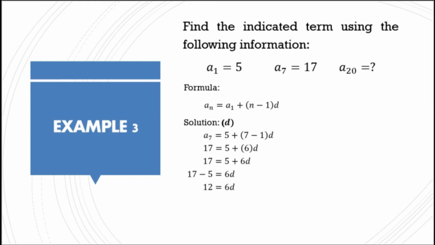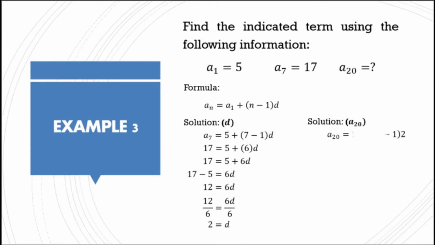And for us to get the value of d, we divide both sides by 6. So we have 12 divided by 6, which is equal to 2, and 6d divided by 6 is equal to d. Therefore, the value of the common difference, or d, is equal to 2. Now, knowing the value of the common difference, we can solve for the value of a sub 20.